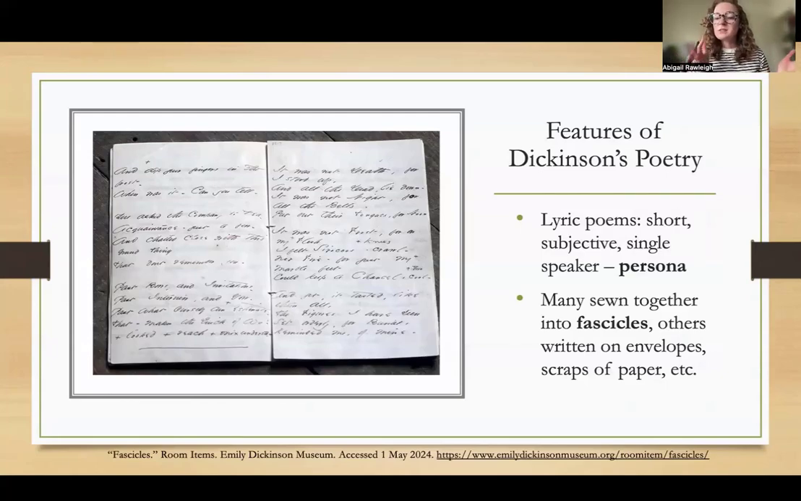So some important features of Dickinson's poetry, things that if you're familiar with Dickinson you might already have a sense of. Dickinson's poems are what are called lyric. Lyric poems in general tend to have a singular speaker, tend to be subjective, representing some sort of subjective experience, emotion maybe, and they're often short, though all of these definitions are things that literary critics like to challenge. But the most important feature of Dickinson's lyric poetry are her personae.